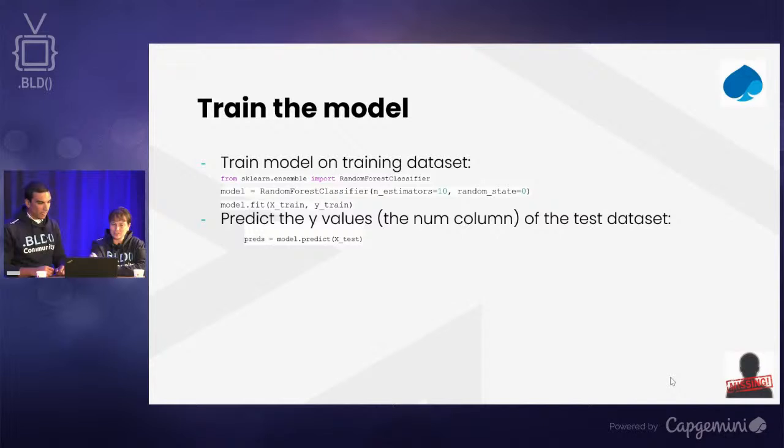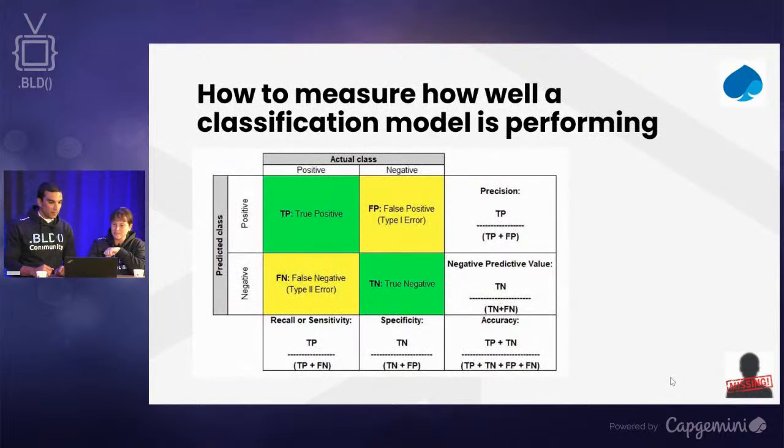And then you'll just see we use model.predict on your test set. So you want to predict the num column for your test set, because you trained on your training set, and the model hasn't seen the test data set yet. So it's completely independent, doesn't know what's going on there. So you can see if it's actually a good fit or not.